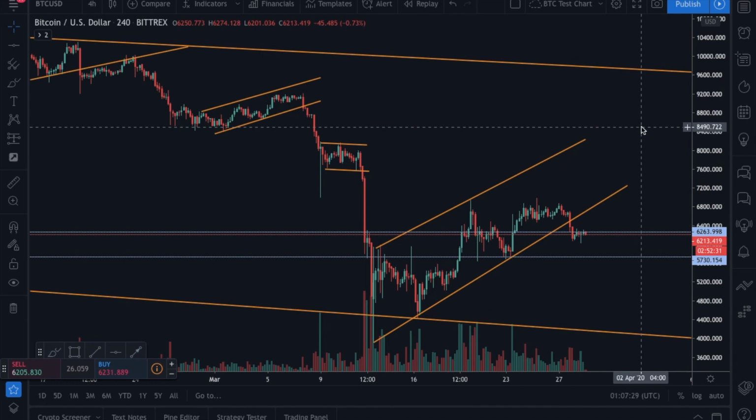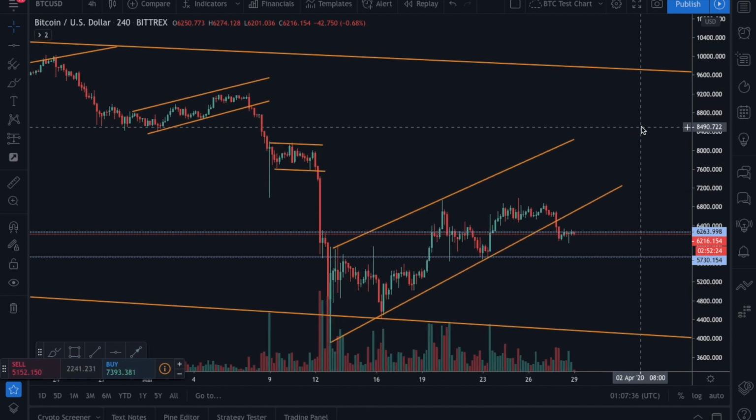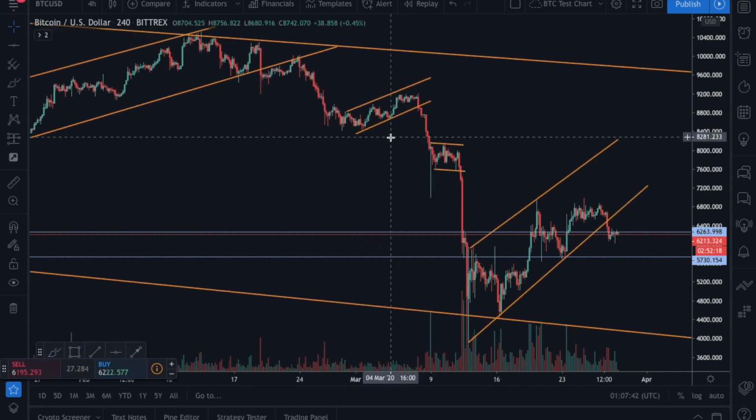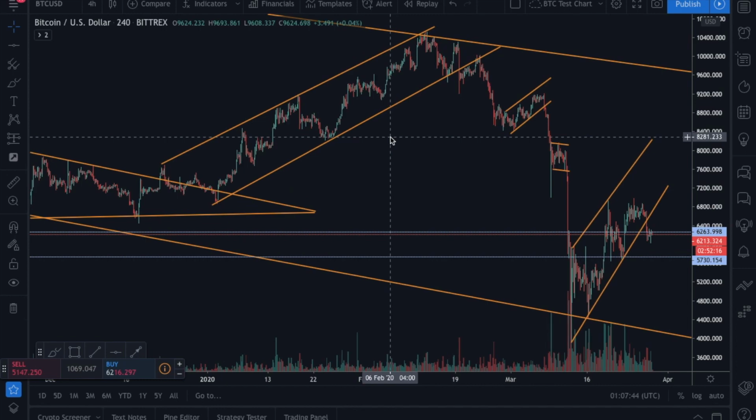Welcome everyone. Today I want to share with you this simple and most important strategy when it comes to trading. I'm seeing many people talking about it, but none of them are using it properly. So as you can see on this Bitcoin price action, I've drawn so many channels.